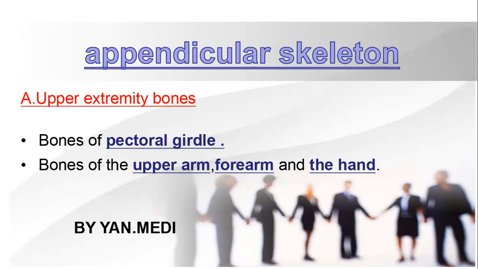Upper extremity, which will be the topic of discussion for today. So the bones of the upper extremity are the bones of the pectoral girdle, the bones of the upper arm, forearm, and the hand.